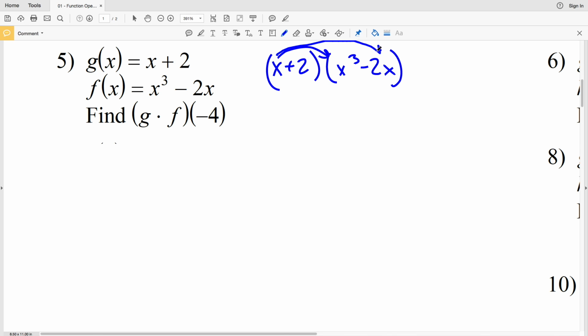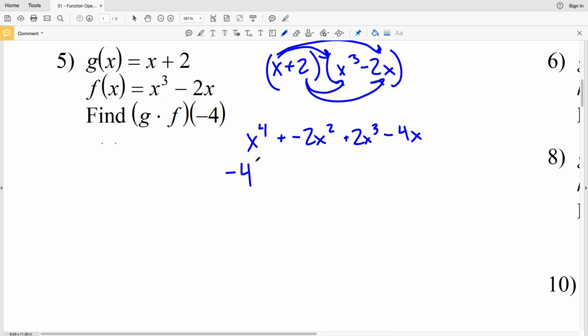First, outside, inside, last. X times x cubed is x to the 4th, and then I'm going to be adding that to x times 2x, but remember that's subtracted, so that's going to be negative 2x squared. And then I'll have 2 times x cubed, so adding that to 2x cubed, and then 2 times negative 2x is negative 4x, or subtracting 4x. I can't simplify this any further, so now I'll plug in negative 4 and solve.